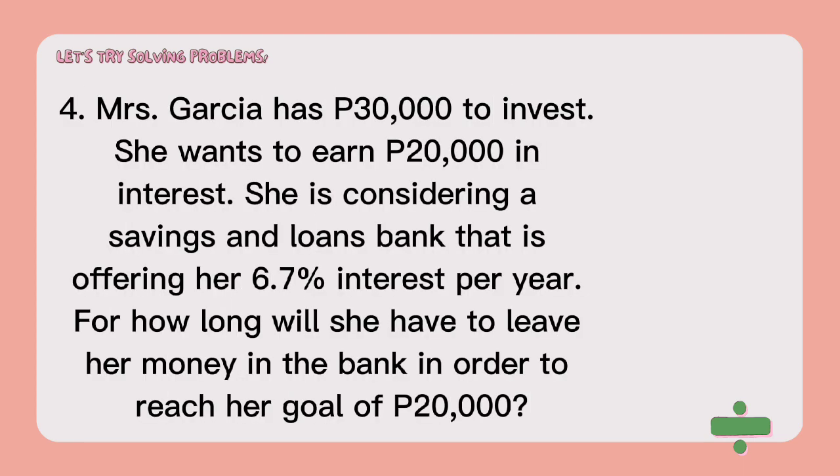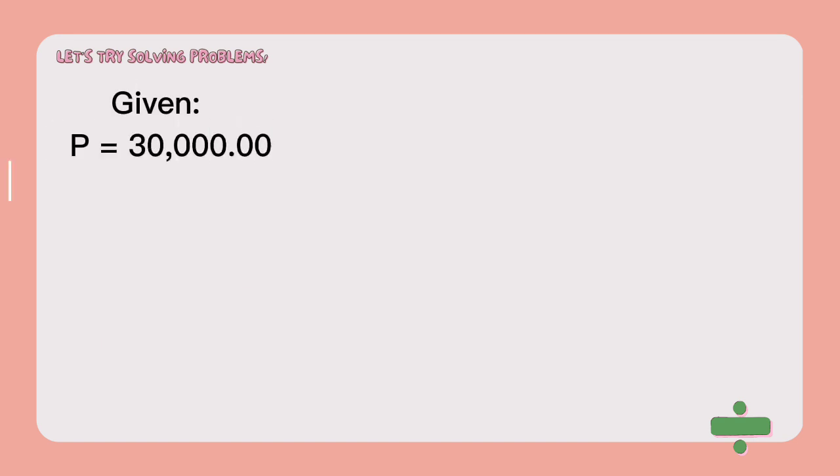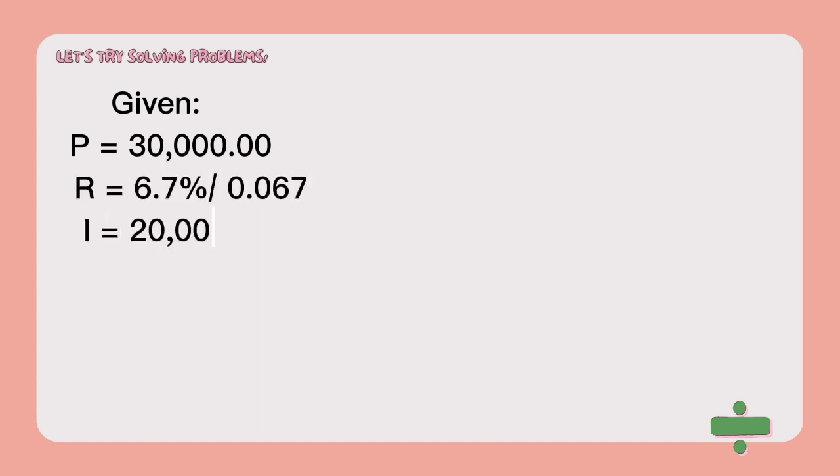Now let's have the last example. This time, let's find time. Mrs. Garcia has 30,000 peso to invest. She wants to earn 20,000 peso in interest. She is considering a savings and loans bank that is offering her 6.7% interest per year. For how long will she have to leave her money in the bank in order to reach her goal of 20,000 peso? Now let's identify the given in the problem. We have principal, 30,000 peso, rate 6.7% or 0.067 in decimal. Interest, we have 20,000 peso, and since we're looking for the time, the formula to be used is time is equal to interest divided by principal times rate.